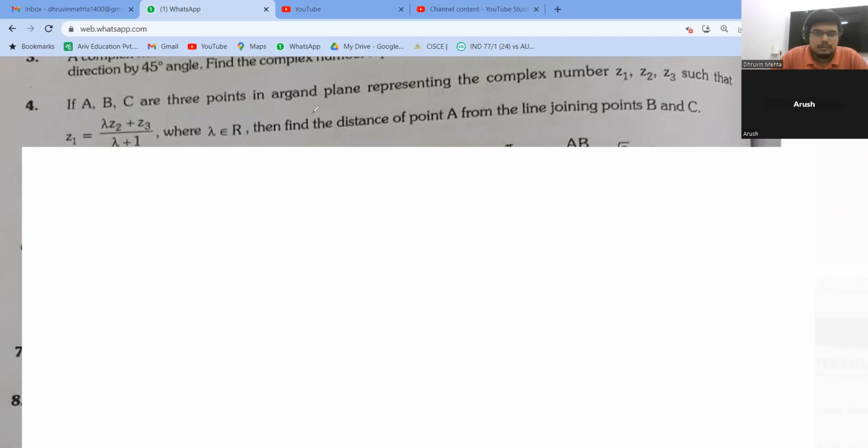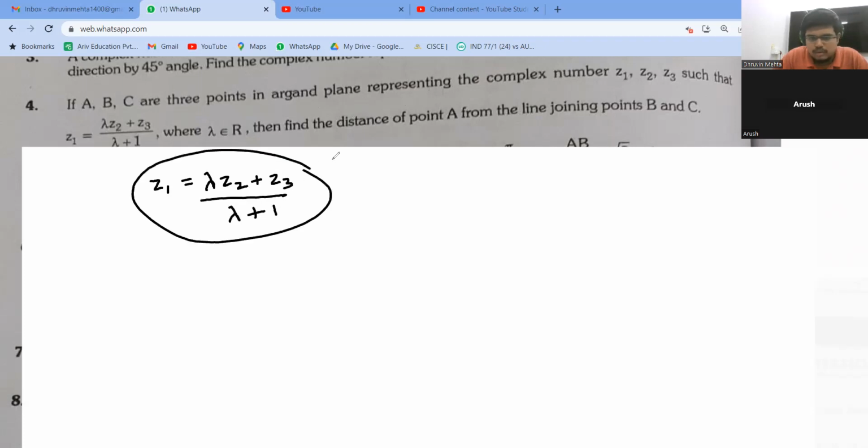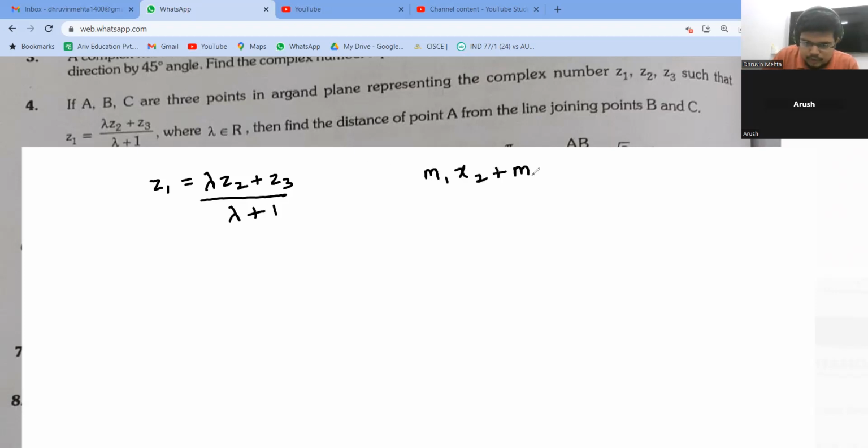Next, something interesting, very easy. If you remember the formula, they have given z1 is lambda z2 plus z3 upon lambda plus 1. Does this remind you of anything? Any formula that you can recollect from 10th standard? Some straight line formula? Right, so the section formula, if you remember, m1x2 plus m2x1 upon m1 plus m2. So this is a version of the same.